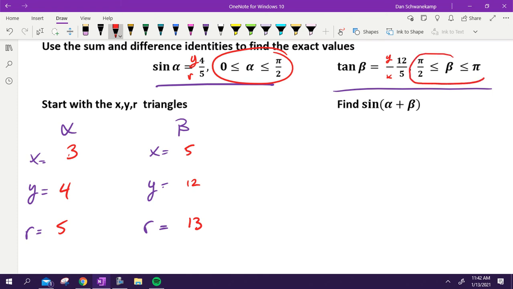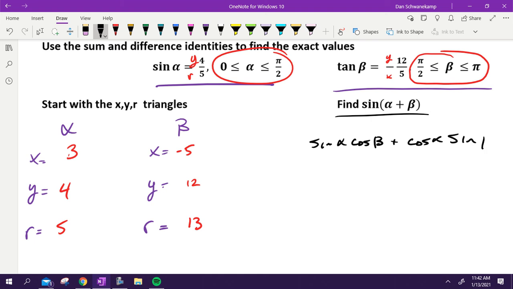Which quadrant am I in if I'm between pi over 2 and pi? The second quadrant, so which thing's going to be negative? X is negative. Once I've done this, then this part's easy. It's sine alpha cosine beta plus cosine alpha sine beta. That's my formula. It's a sum of difference identities. Then we're just plugging in.